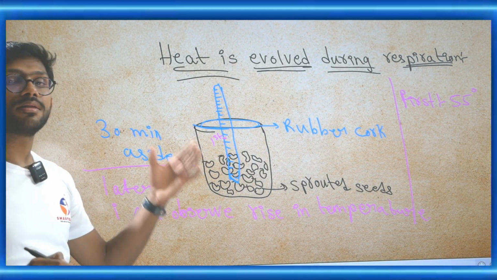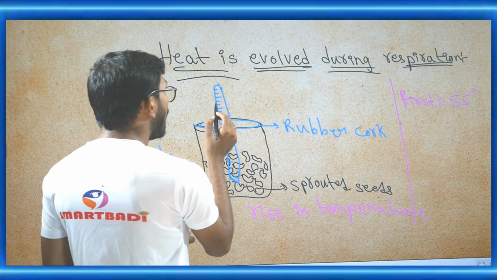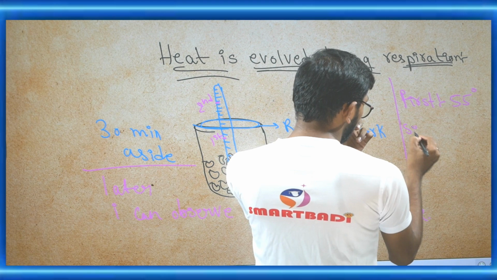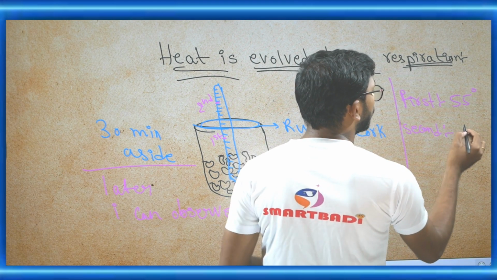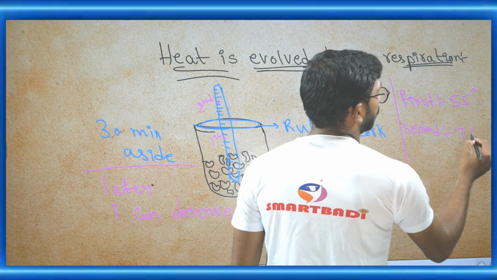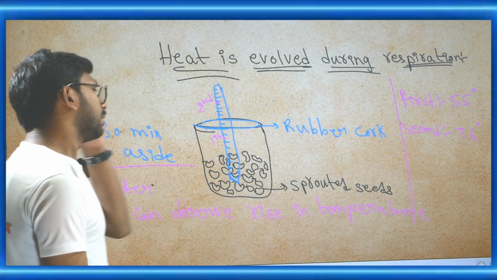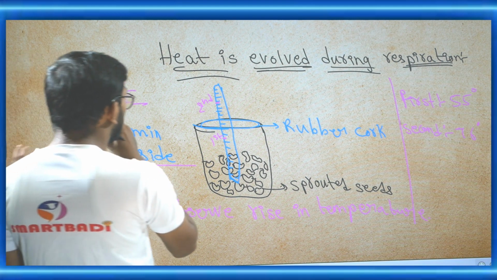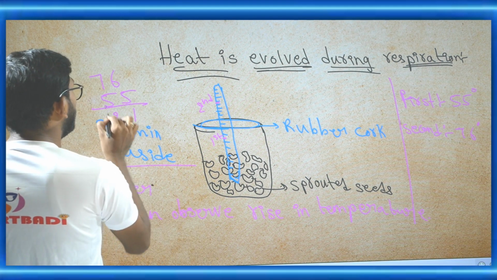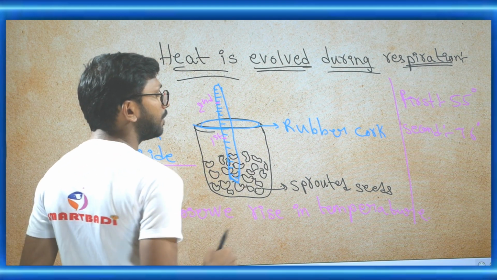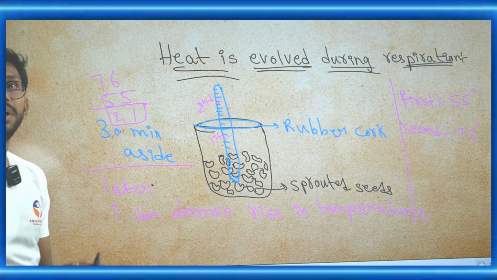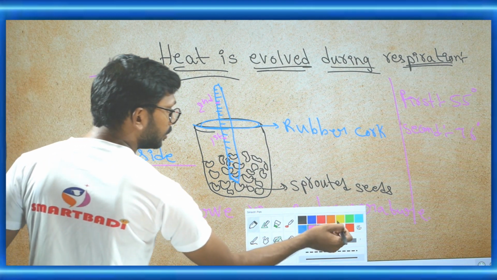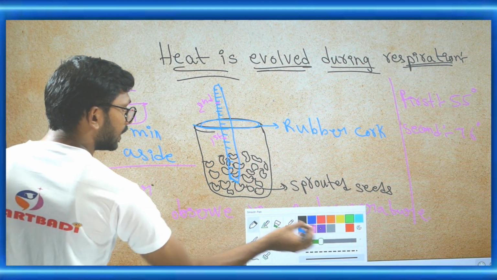But after leaving this setup aside for 30 minutes, I have taken the final reading, that is the second reading. At the second reading, I got some 76 degrees. So if you subtract 55 from 76, then you can observe that 21 degrees has risen in the temperature. So the temperature is used to measure the heat. Temperature is used to measure the heat.